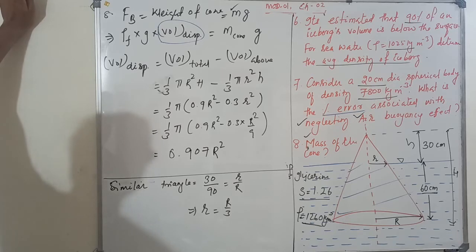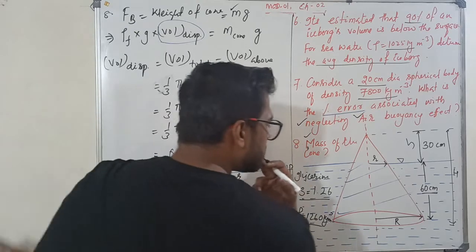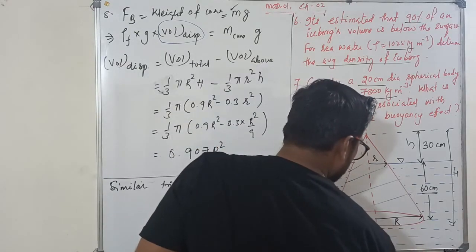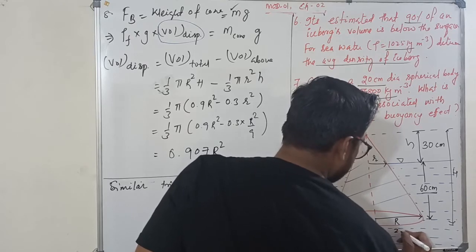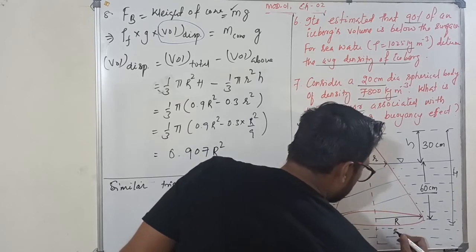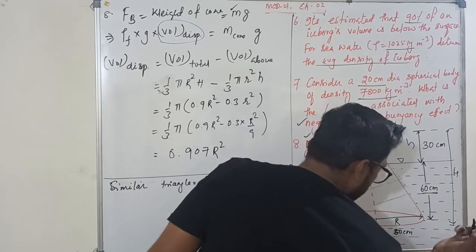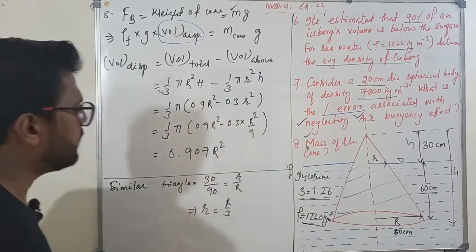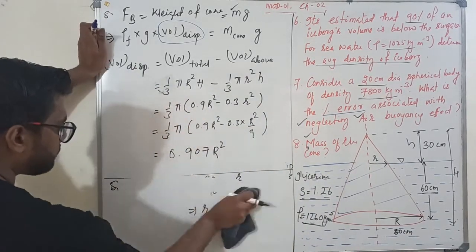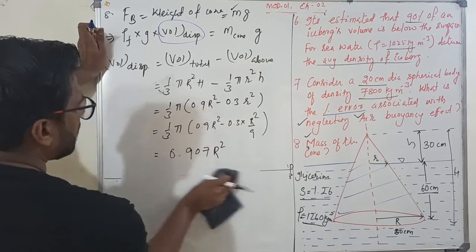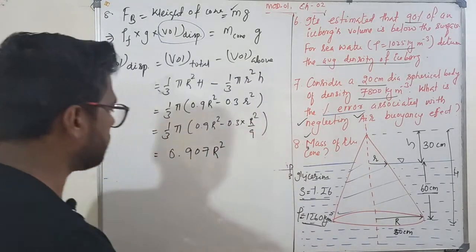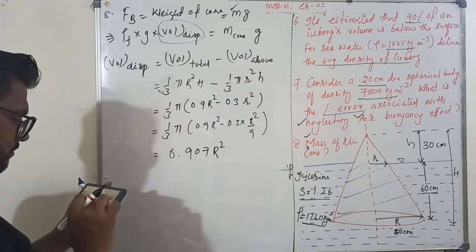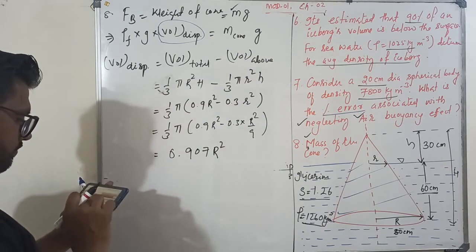Sir, the R square value they have not given. Take care. What was the R value? I think the total was 40 centimeter, so this is 20 centimeter. Okay, take the value of R as 50 centimeter. You understood this? Correct, right? So now you got the volume. 50 centimeter means 0.5 meter. So 0.907 multiplied by 0.5 square.